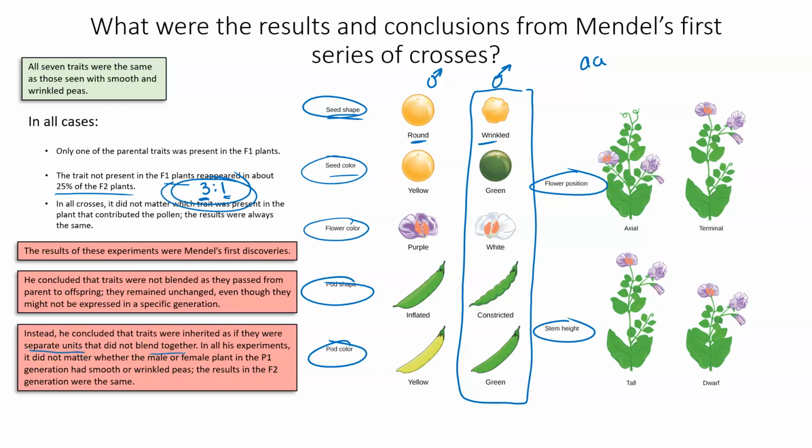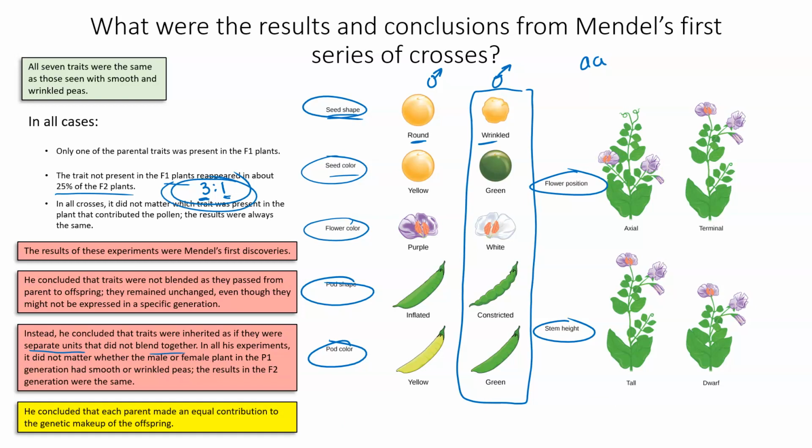Instead, he concluded that traits were inherited as if they were separate units, separate genes that did not blend together. In all of his experiments, it did not matter whether they were male or female plants. In the P1, the results in the F2 generation were the same. Again, it didn't matter if the offspring plant inherited the dominant from the mom or dad. It didn't matter if the offspring plant inherited the recessive allele from the mom or dad. All of the results are the same. Okay? He concluded that each parent made an equal contribution, equal being the important part, to the genetic makeup of the offspring. Okay? Parents, male and females, moms and dads, give an equal inheritance to each of their offspring.